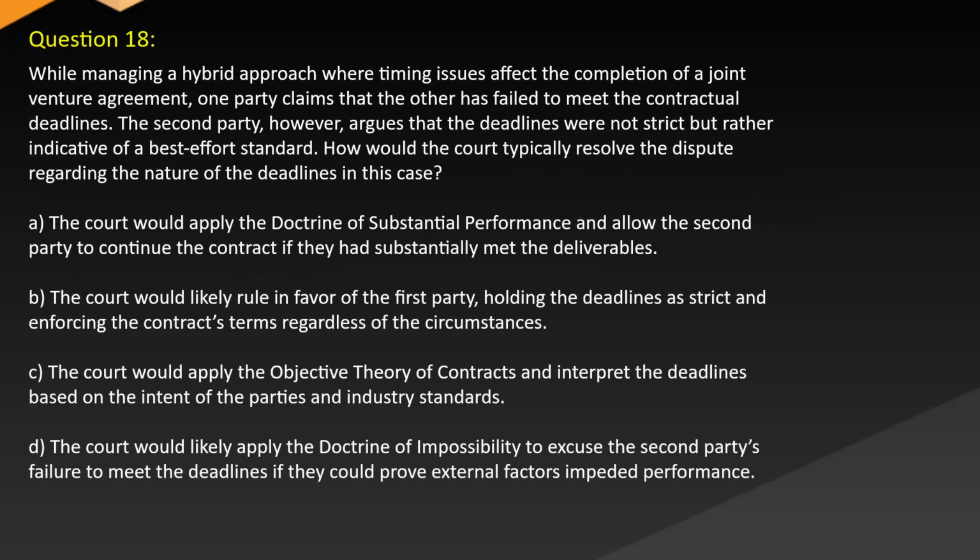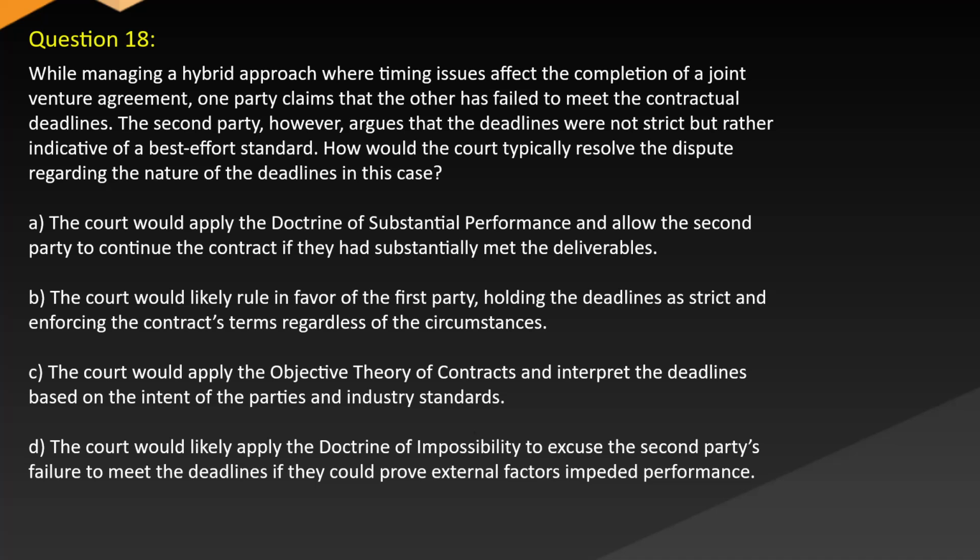Question 18. While managing a hybrid approach where timing issues affect the completion of a joint venture agreement, one party claims that the other has failed to meet the contractual deadlines. The second party, however, argues that the deadlines were not strict, but rather indicative of a best effort standard. How would the court typically resolve the dispute regarding the nature of the deadlines in this case?